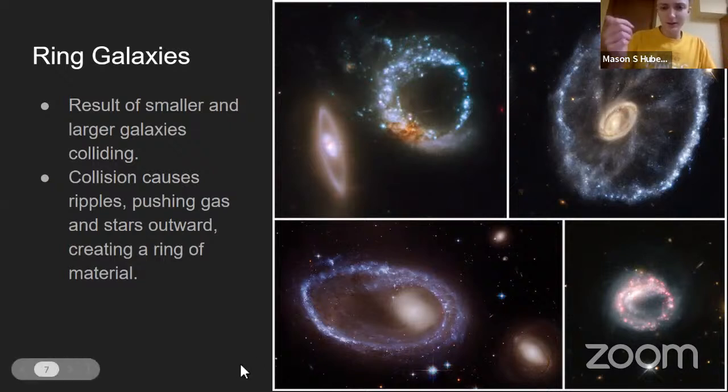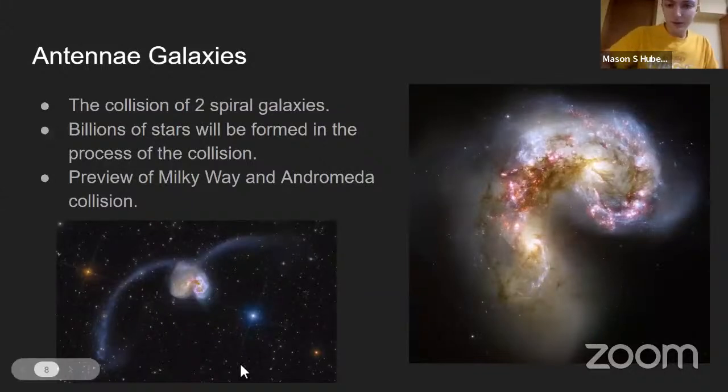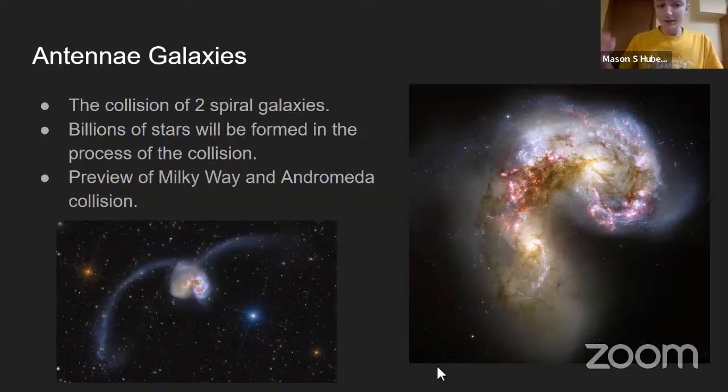We also have, on the next slide, some of these more in-the-process-of-colliding antenna galaxies. These are a pair of galaxies that used to be spiral galaxies until they collided. You can see the more zoomed-in photo on the right, and on the bottom left, a more zoomed-out photo. In that zoomed-out photo you can see the large tails that formed, which we kind of saw in the simulation earlier, meaning they probably passed each other before getting gravitationally attracted towards each other. And again, this is a great preview of how the Milky Way and Andromeda galaxies could look in several billion years.